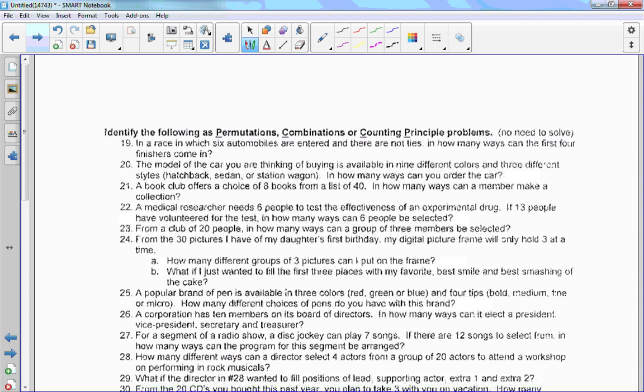Okay? So, be very careful when you're choosing whether it is a permutation, combination, or counting principle. They're very similar and yet very different. Okay, counting principle.